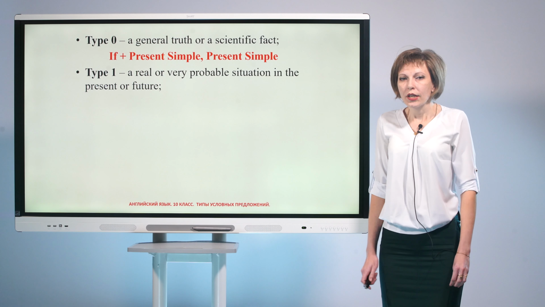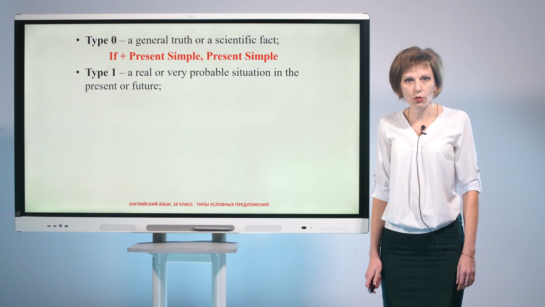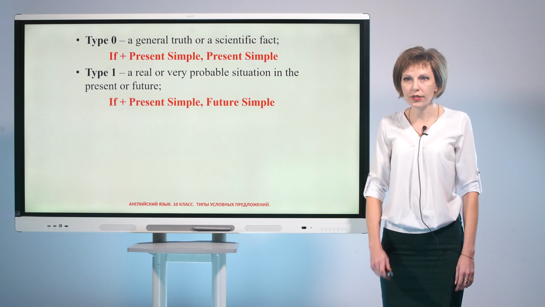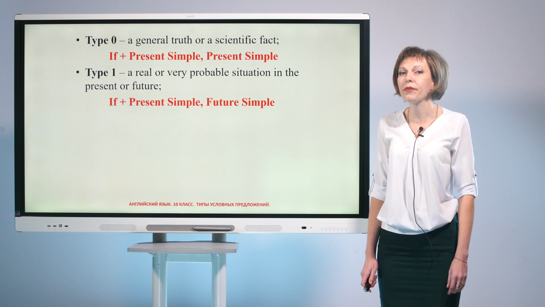Type 1 shows a real or a very probable situation in the present or future, and we use the present simple tense in the if clause and the future simple tense in the main one.